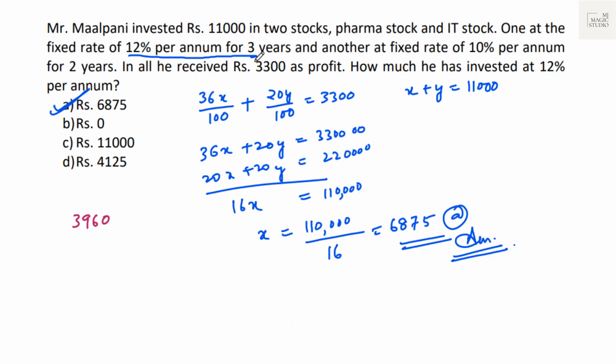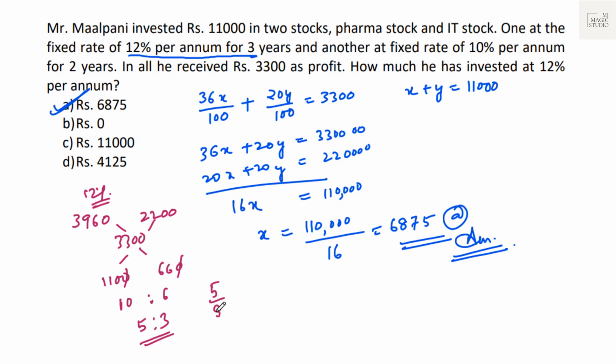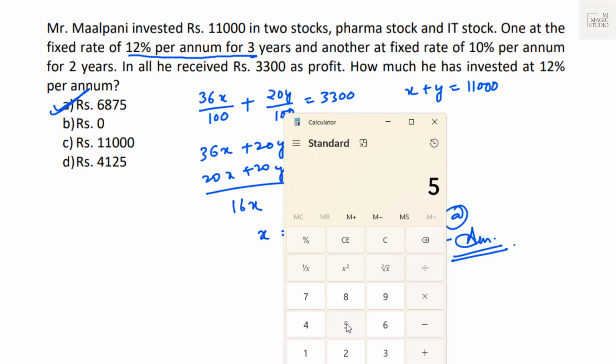3960. And if the entire money is invested at 20%, it would be 2200. But money gained is 3300. The difference here would be 1100 and the difference here would be 660. So the ratio would be 10:6, that is 5:3. So if I divide 11,000 in the ratio of 5:3, and I am looking for 12%. This was the 12% investment. So it should be 5 by 8 into 11,000.